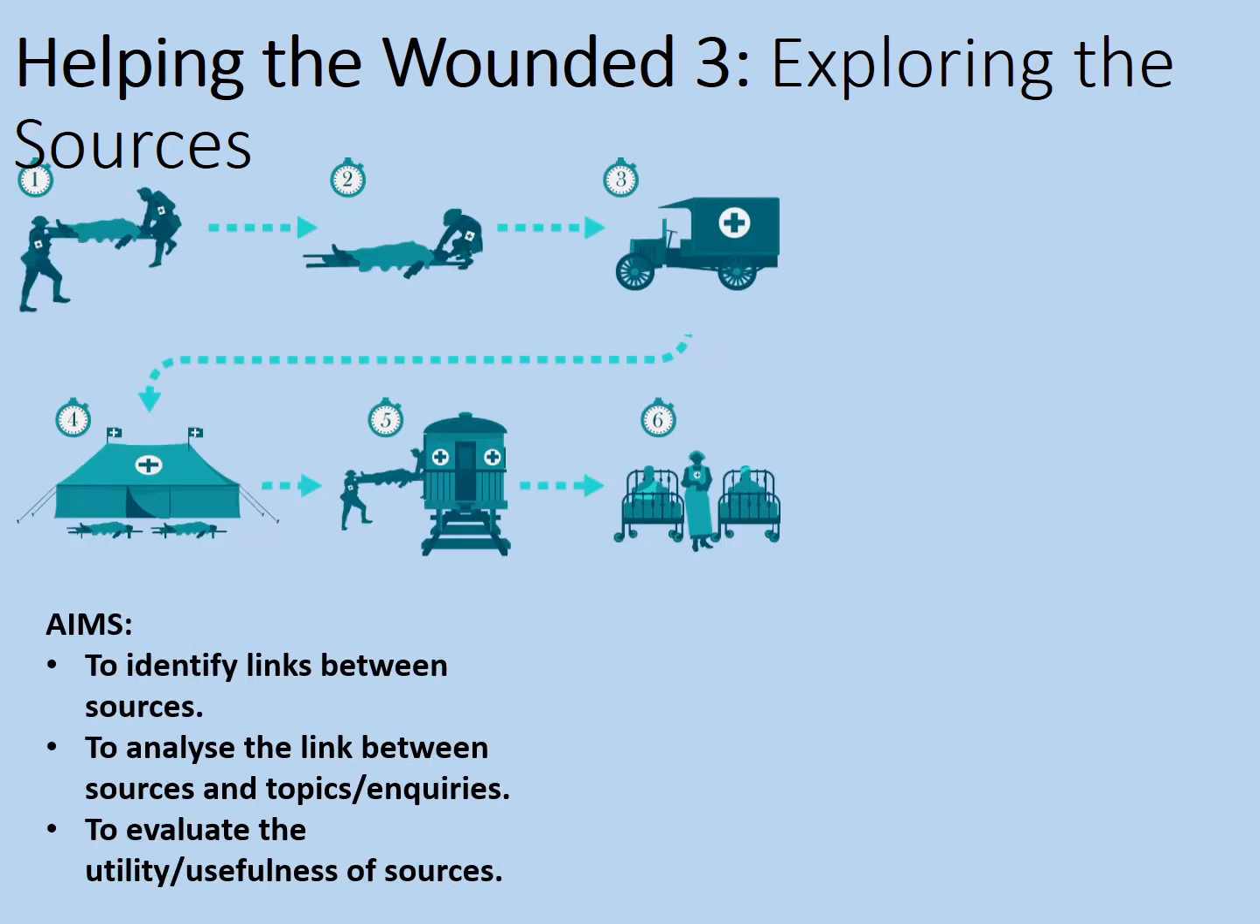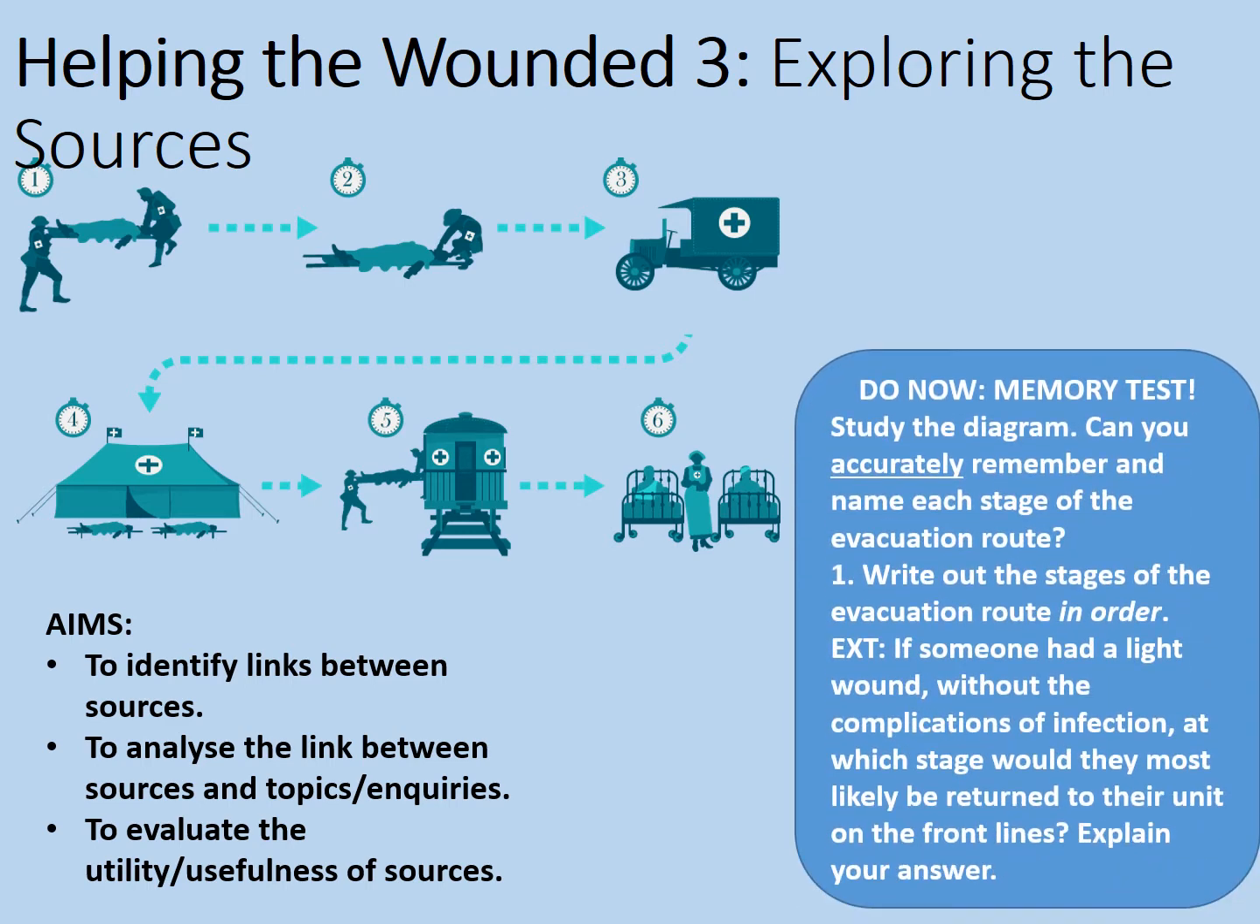Have a look at this diagram. If you looked at the previous videos, you might recognise it from part 1 of Helping the Wounded. It shows the evacuation route in World War I. Only I've removed the labels. Here's your do now task, a memory test, so please don't use your notes for this. Study the diagram. Can you accurately remember and name each stage of the evacuation route?